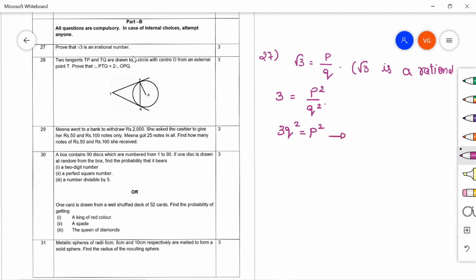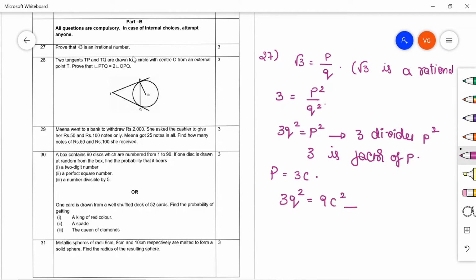So this is nothing but 3 divides p square. So that means 3 divides p also. Means 3 is a factor of p. 3 is a factor of p here. So let us take p is equal to 3c. Then what happens? 3q square is equal to 9c square. Again here also 3 divides q, right? So 3 is a factor of q also here, right?